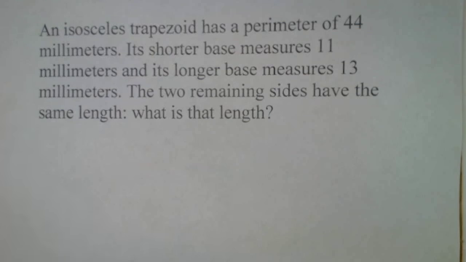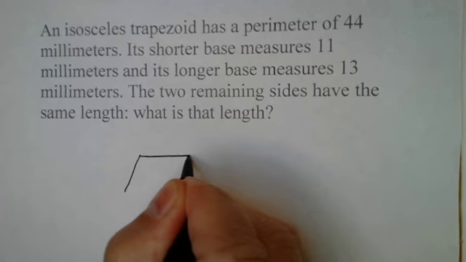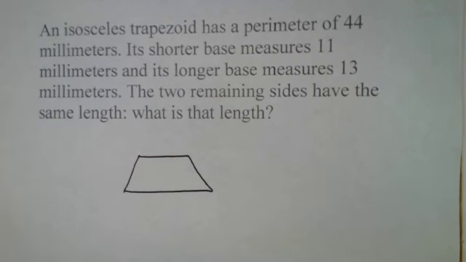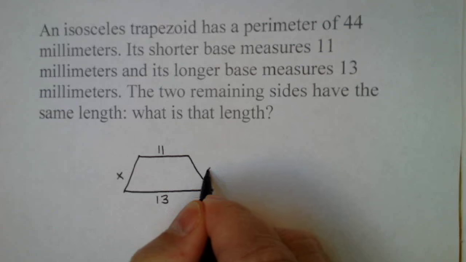In this problem, we've got an isosceles trapezoid. So the first thing I need to do is draw a picture of a trapezoid, and then I'm going to label this trapezoid. Doesn't have to be perfect. I'll look at the information they give me, where the shorter base is 11 millimeters. This is the shorter base. I put 11 there. The longer base is 13. I put 13 here. The other two are the same length because this is an isosceles trapezoid. So I put an X here and an X here.